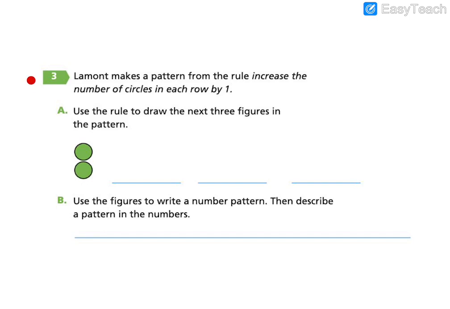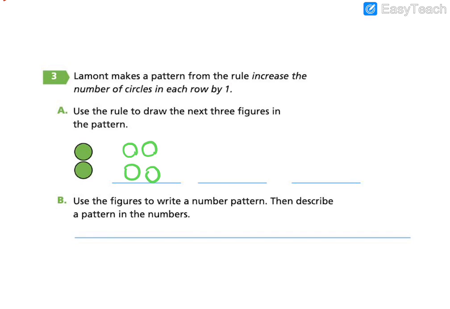Okay, let's look at number 3. Lamont makes the pattern from the rule, increase the number of circles in each row by 1. Use the rule to draw the next 3 figures in the pattern. So here it looks like we have 2 rows of 1 circle. We're going to increase the number of circles in each row by 1. So in the next pattern, we should have 2 rows of 2 circles.